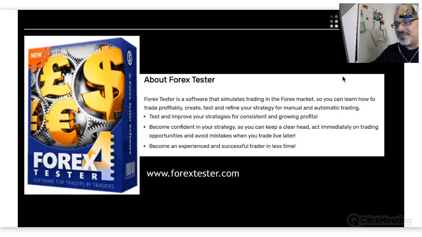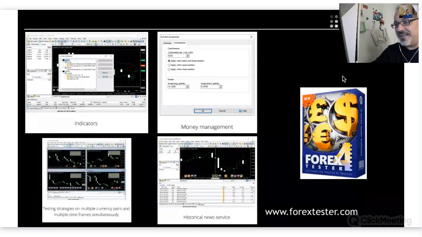So the point is, with these Forex tests, and you can see some screenshots, you can test your specific systems or strategy with indicators, money management, historical news services, testing strategy on multiple currency pairs and multiple time frames simultaneously.